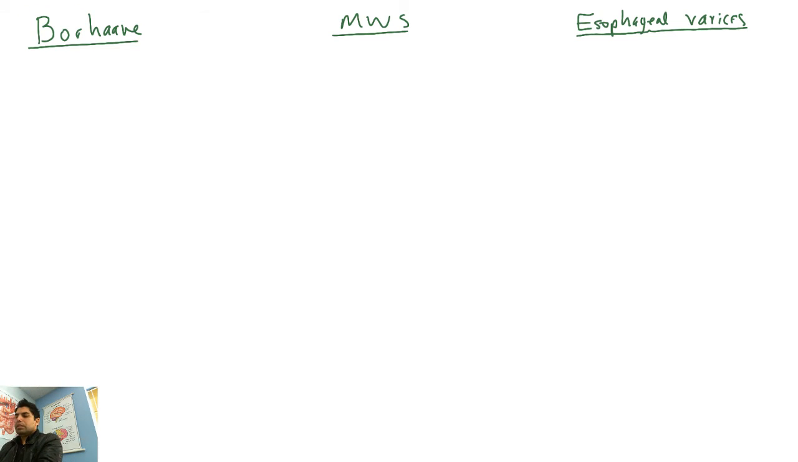What pages are they on? Mallory-Weiss, 29. Varices, 31. And Boerhaave, 33. I compare them because they present similar, that's why. The reason I'm comparing these three versus the other three is because they present slightly differently.